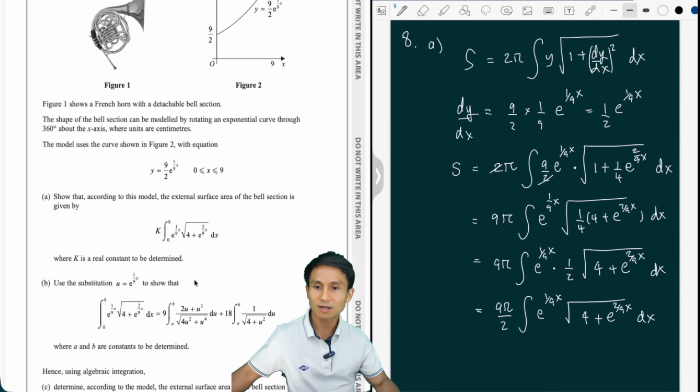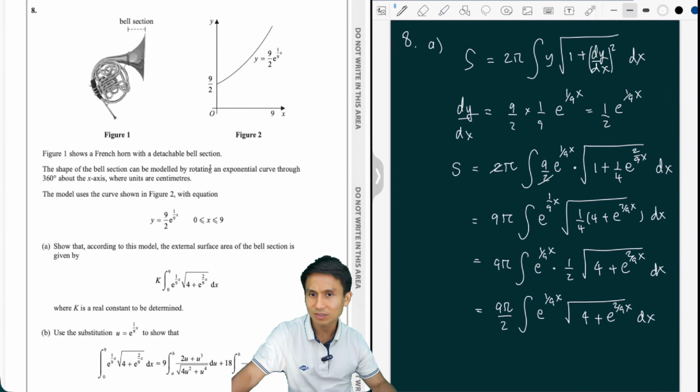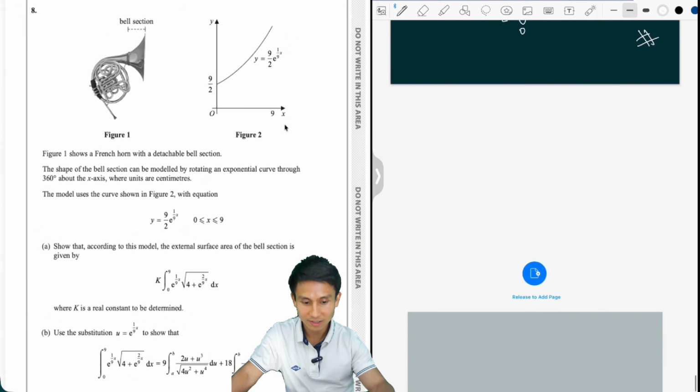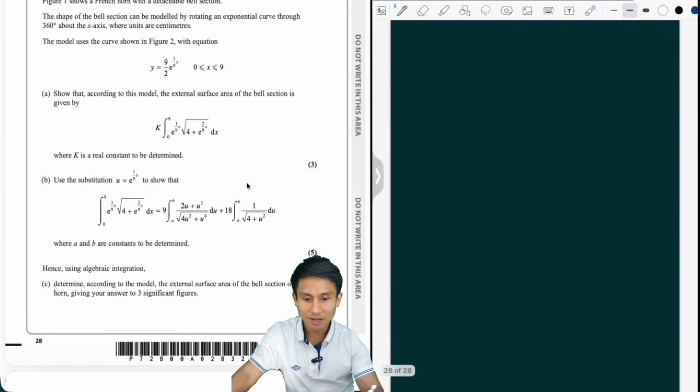And the bounds will just be the same, 0 to 9. This is not parametric, so we are fine. And that is as required. And k is 9 pi over 2. Okay? Next, part B.